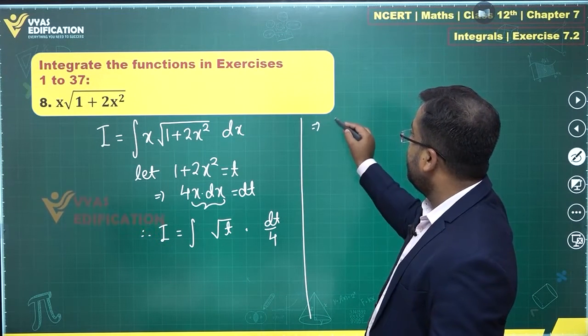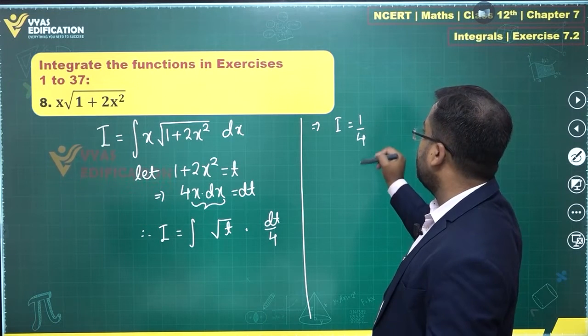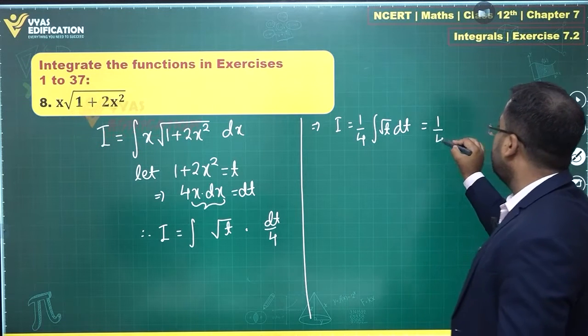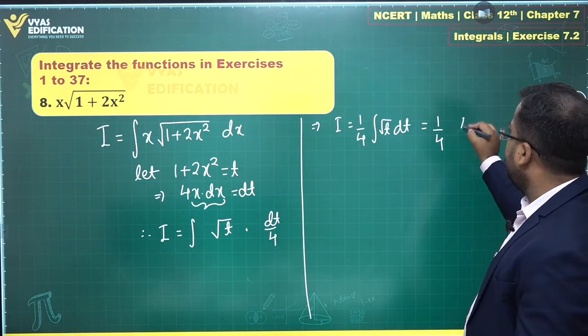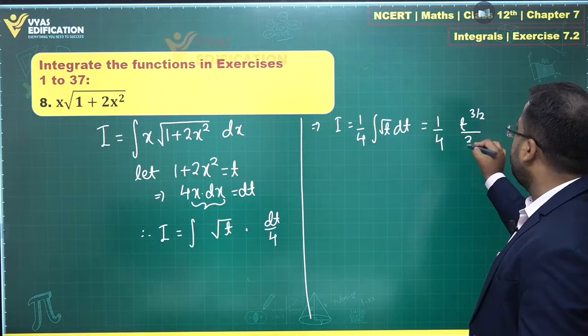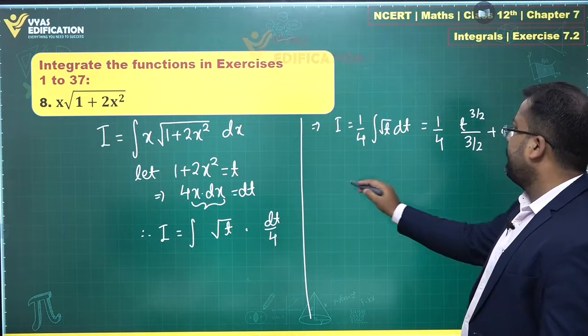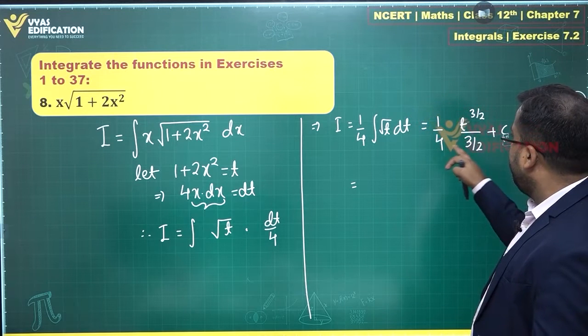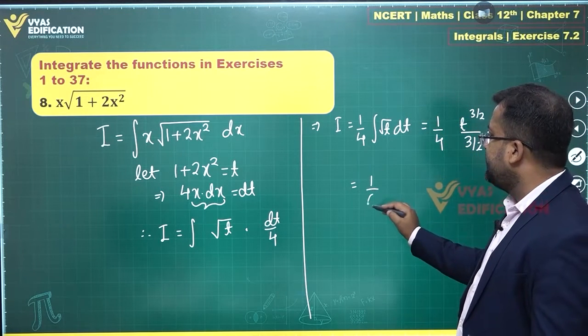This tells me, okay, I is 1 by 4. Integral of root t dt is what we are interested in. 1 by 4 is okay. Integral of root t will be t power 3 by 2 upon 3 by 2 plus c. What will this simplify into? This 2 goes at the top, 2 by 4 into 3, 2 by 12, which is 1 by 6.